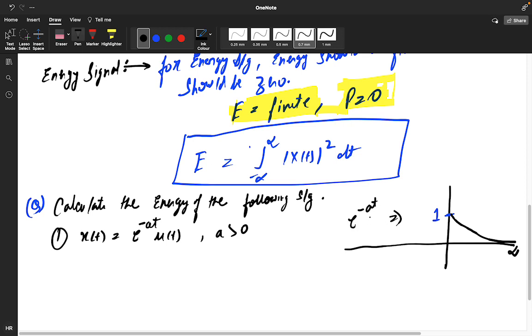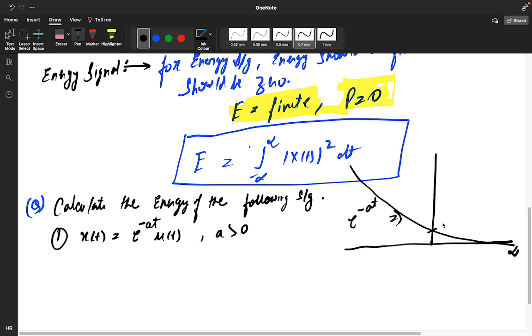And what about the negative axis? At minus infinite, it will be e power infinite, so you will get infinite value. So it's coming like this. Let me draw perfectly. For e power minus t, the curve will be like this.